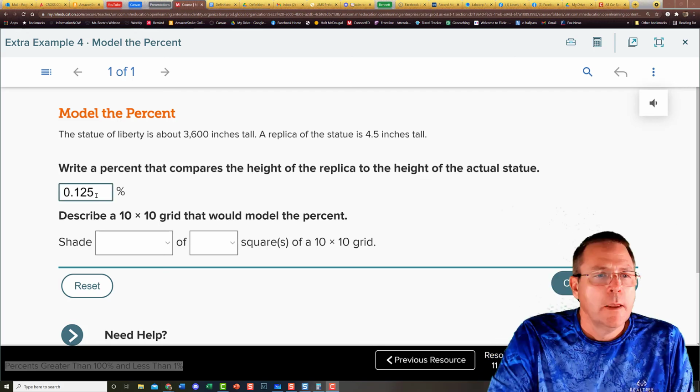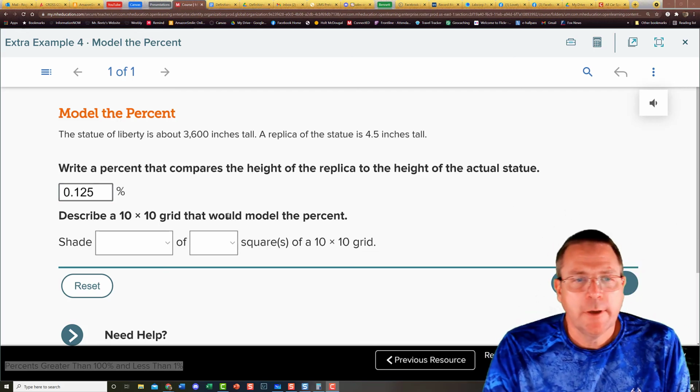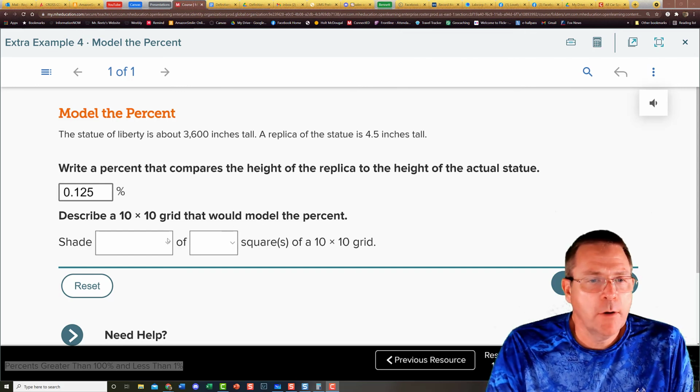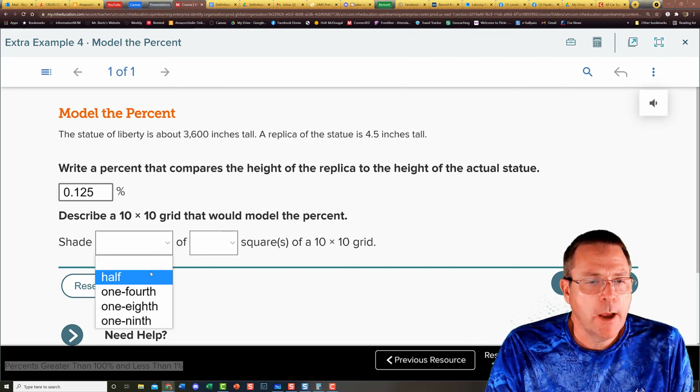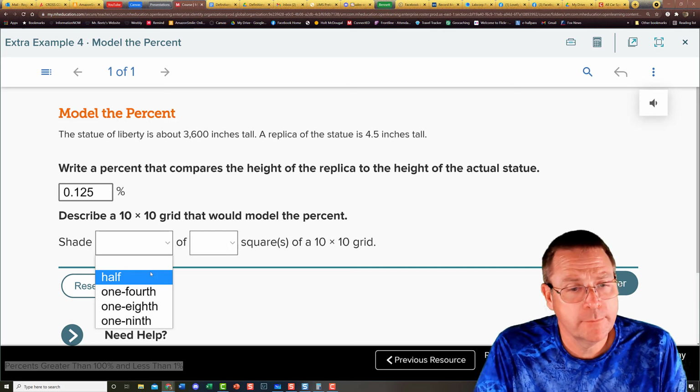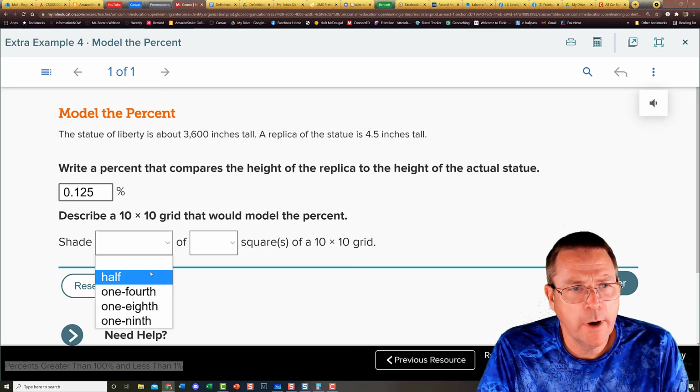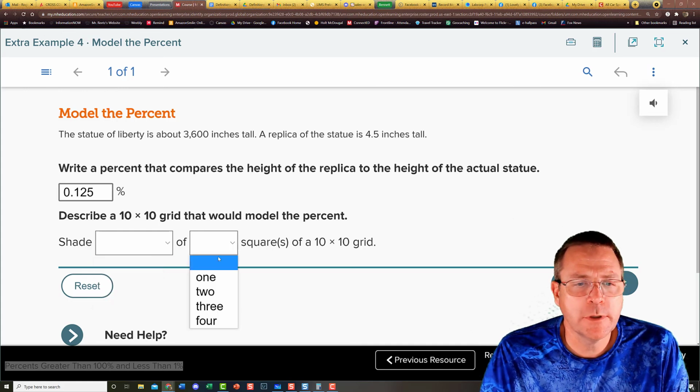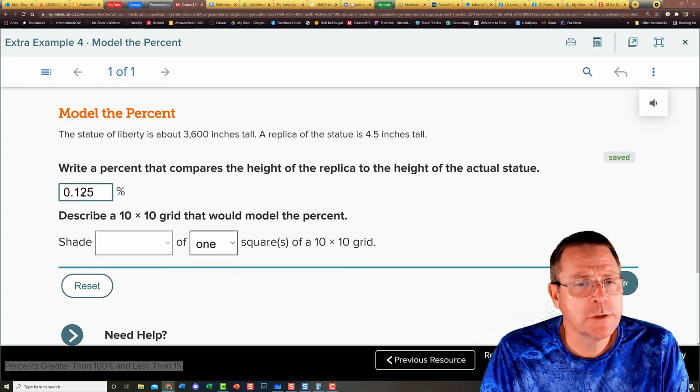Let's find out. Now we're going to describe the 10 grid that would model it. We're going to shade how much? Half, 1/4, 1/8, or 1/9 of, what's our option here? 1, 2, 3, or 4 squares. So it's going to be of 1 square. Question is, how much of 1 is going to be 0.125?